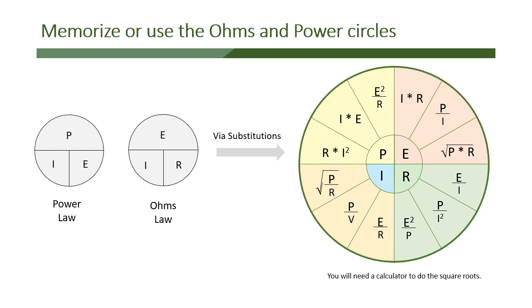But the bottom line here is that there are 12 formulas you can memorize, and that's up to you. Or you can recognize that these two circles, the power law and Ohm's law, are where these came from. Because that's where they came from, you could memorize the 12 or just use those two circles like we just did and use substitution to calculate every one of these things individually without having to memorize the whole table. It's up to you. And of course, you will need a calculator to do the square roots. Some people memorize all 12. Some people deduce it by using the circles every time they need it. It's up to you.